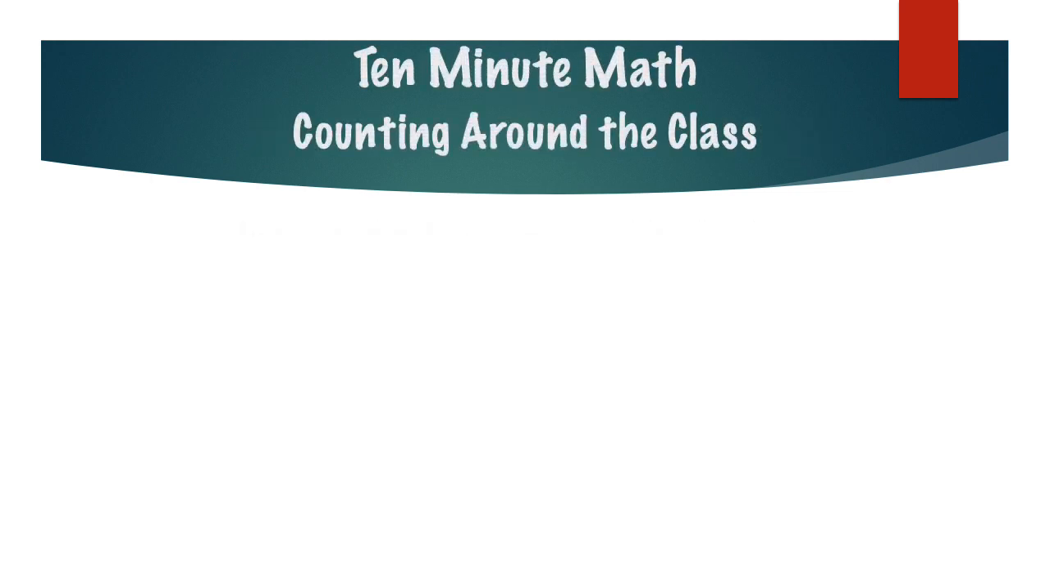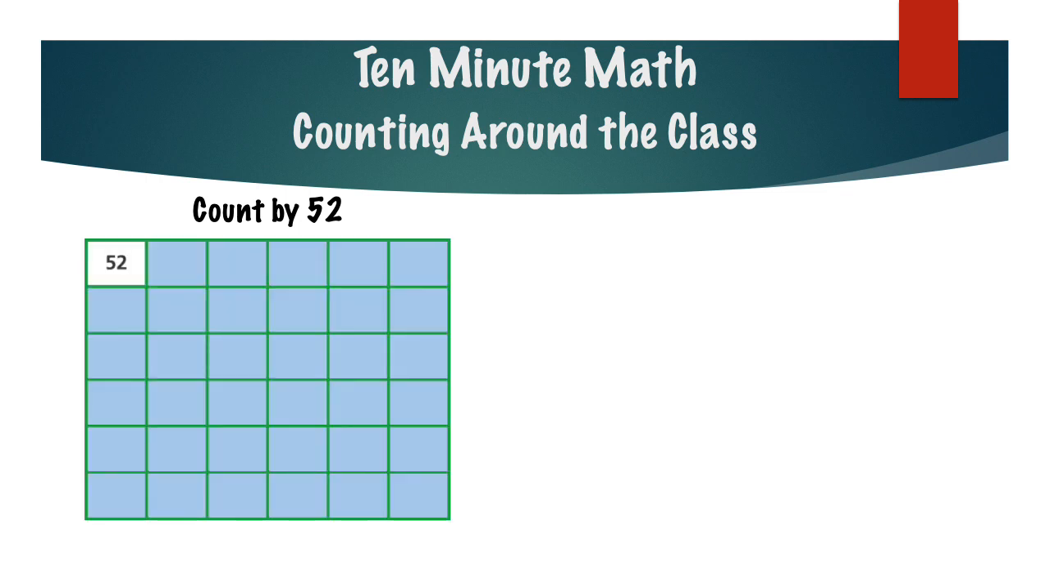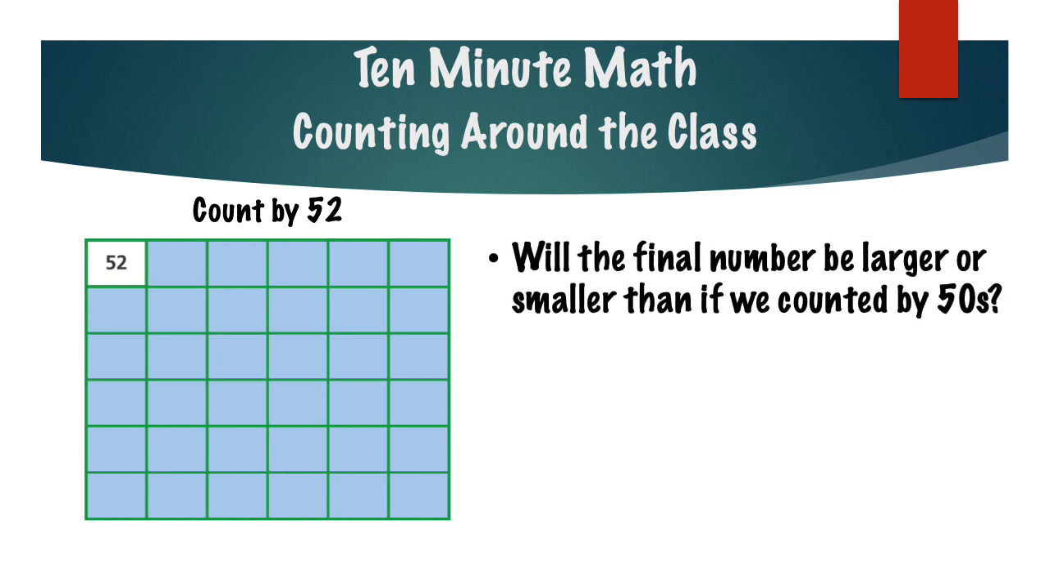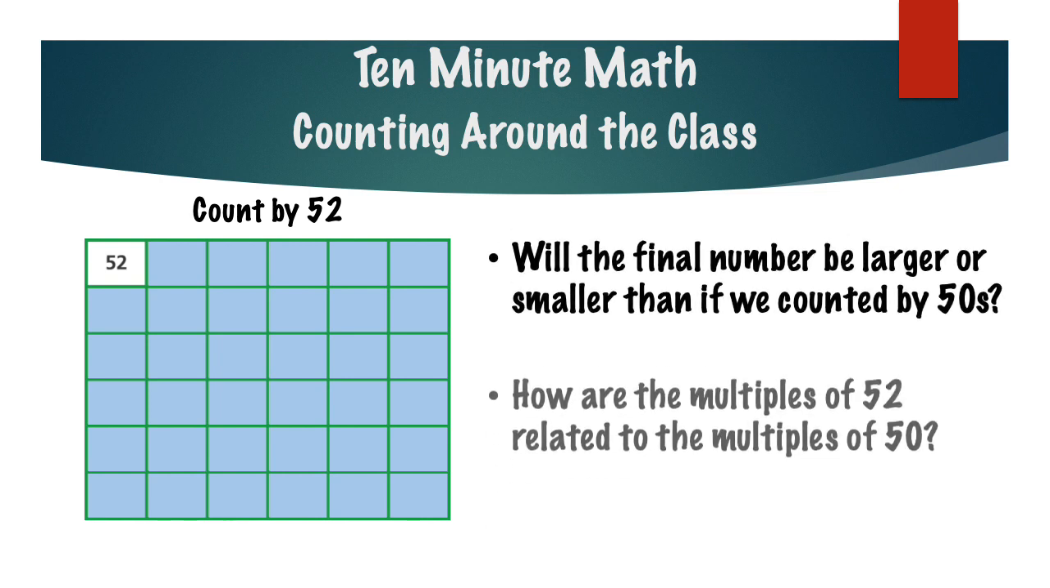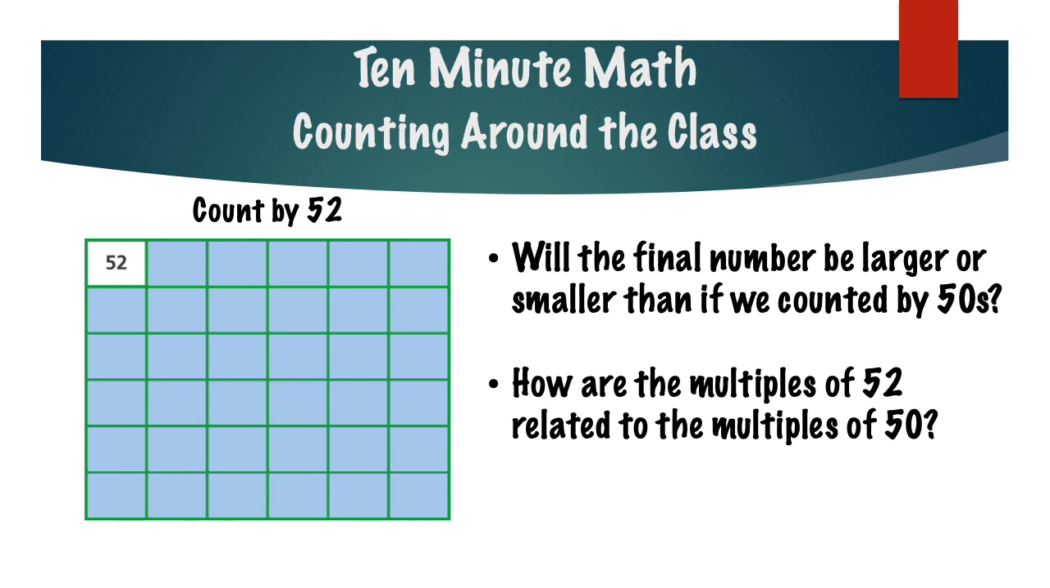Ten-minute math, counting around the class. Today we'll be counting by 52. I want you to think for a moment, will the final number be larger or smaller than if we counted by 50s? How are the multiples of 52 related to the multiples of 50?